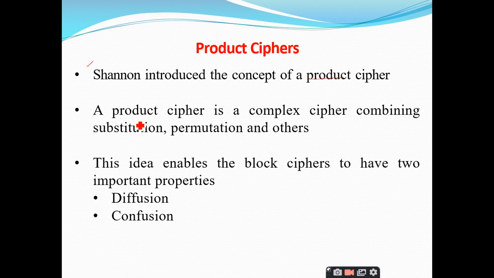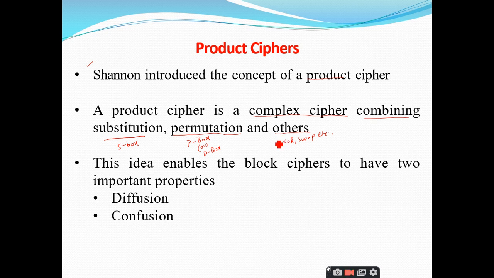So coming to the introduction part of the product cipher, Shannon introduced the concept of a product cipher, where a product cipher is a complex cipher. As I told you, this is a cipher technique where we combine substitution, which is the S box, and we make use of permutation. What is this box called? P box or D box. And you can make use of other components such as XOR, swap, etc. So you simply remember only a single term: the product cipher is nothing but a combination of one or more components of the block cipher.